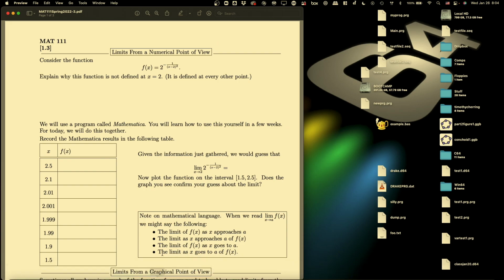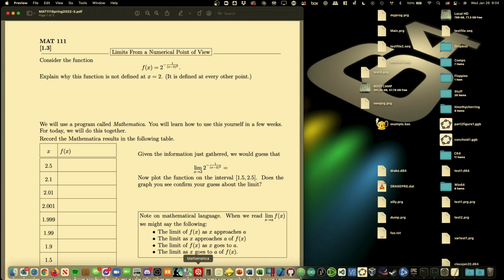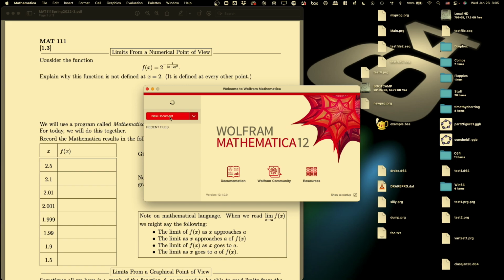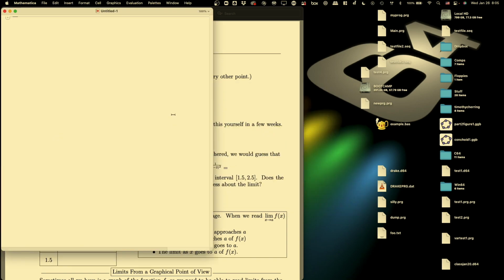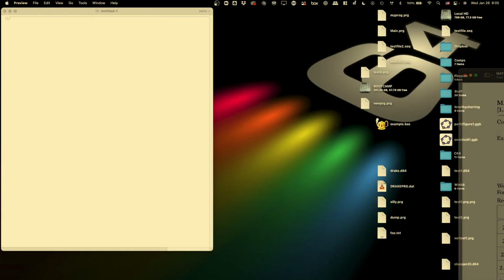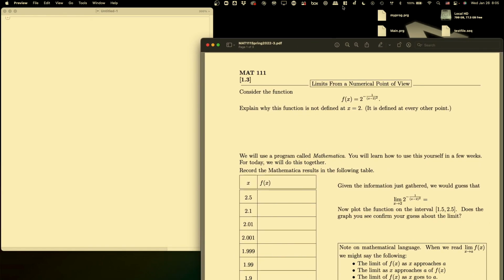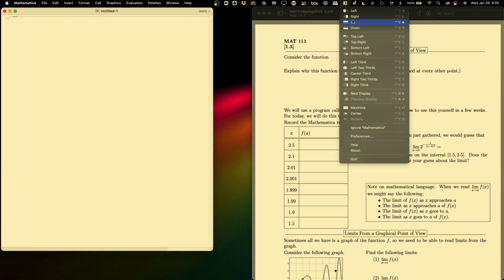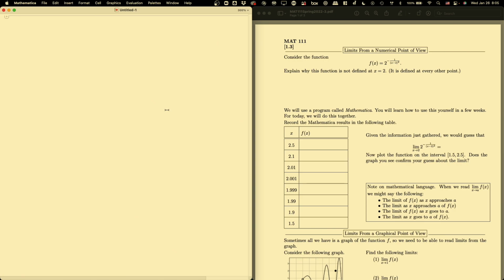Okay, all right, so what we're going to do is we'll use Mathematica here, which is kind of like Desmos, only it's way more powerful than Desmos. Let me blow this up so it's easier for you guys to see. Let me put this on the right-hand half and this on the left-hand half. Isn't that magic? Okay. So a couple things we want to do.